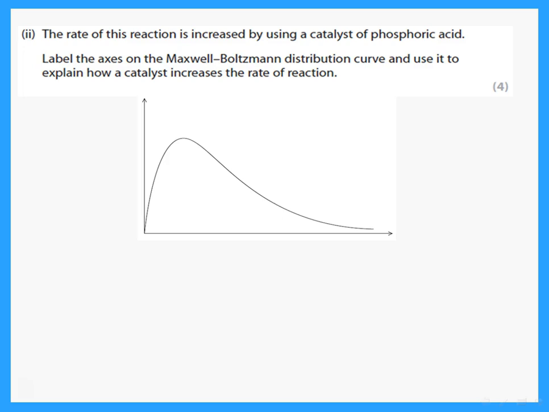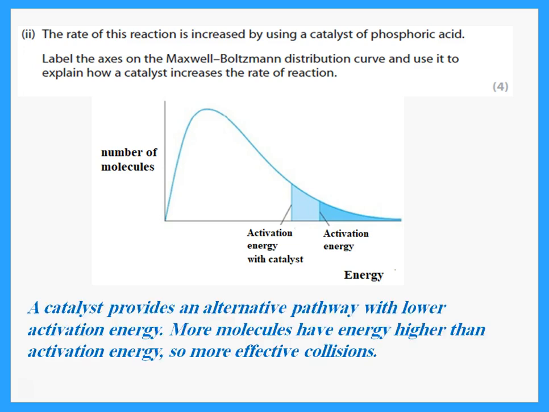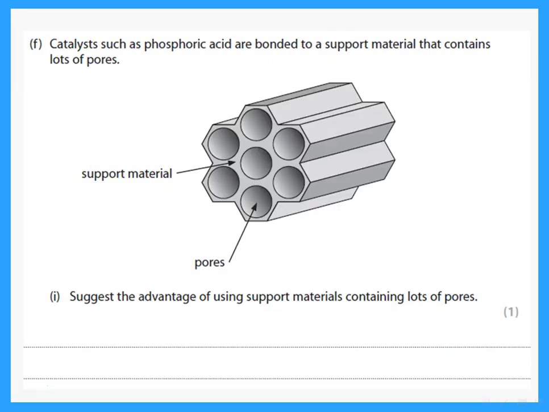The rate of this reaction is increased by using a catalyst. Label the axis on the Maxwell-Boltzmann distribution curve and use it to explain how a catalyst increases the rate of the reaction. So he's saying that if I have this, where is the activation energy for a normal reaction and the activation energy with catalyst? Remember that first of all, you need to label the axis, and the axis are number of molecules and energy. The activation energy with catalyst should be more to the left. And the explanation is a catalyst provides an alternative pathway with lower activation energy. That means more molecules have energy higher than the activation energy, so there will be more effective collisions.